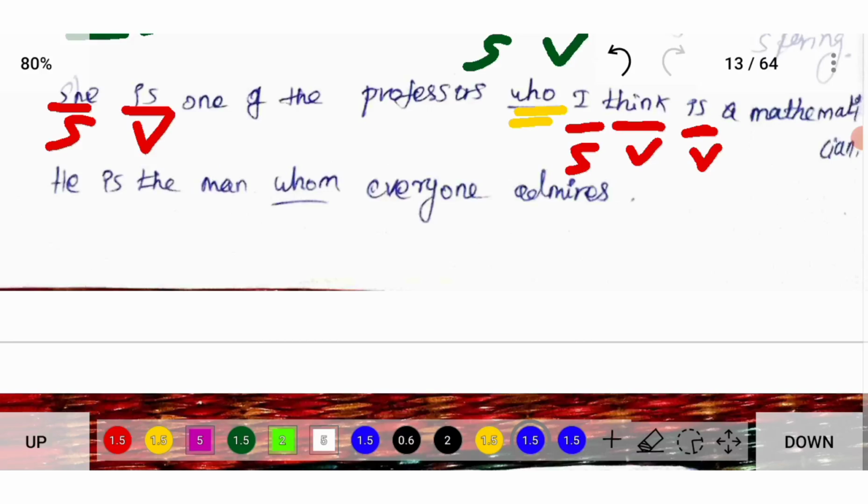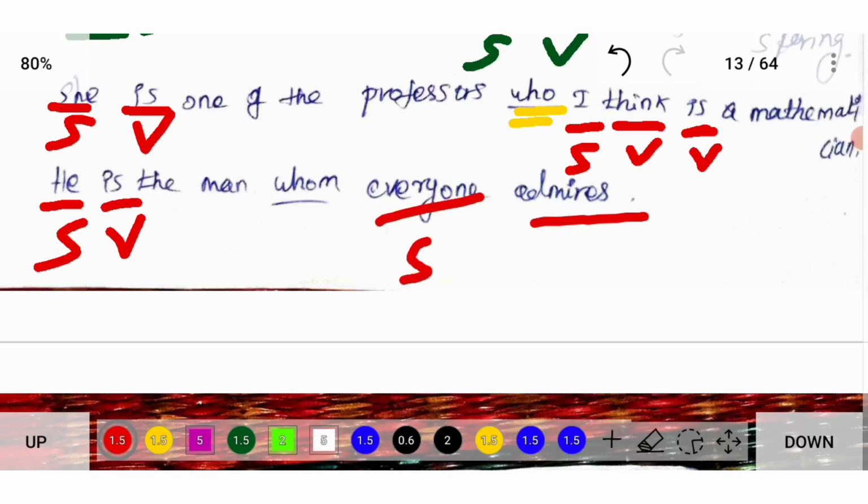See the next example. He is the man whom everyone admires. He, subject, is, verb. Everyone, subject, admires, verb. We need the objective case pronoun here. Here both subject and verb counts are equal. So we need the objective case pronoun whom. So we put whom here.